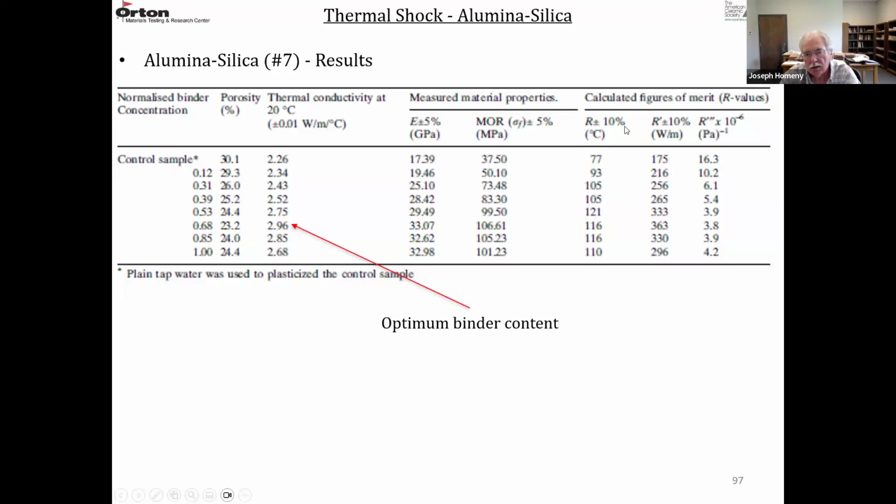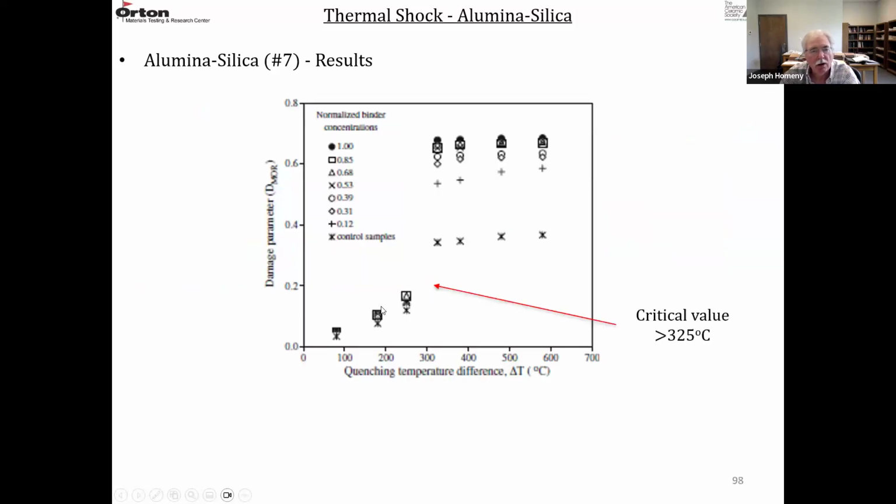I'm not sure why they're so interested in R and R prime, because these are going to be low numbers for a refractory material. They're always going to be low because of the microstructures of refractories.